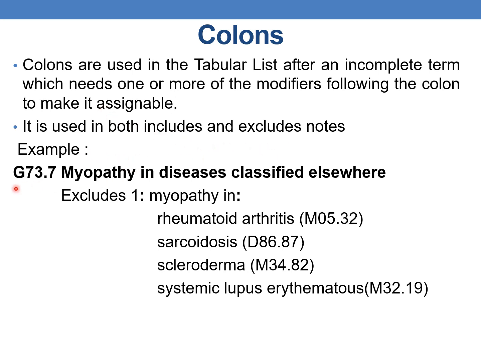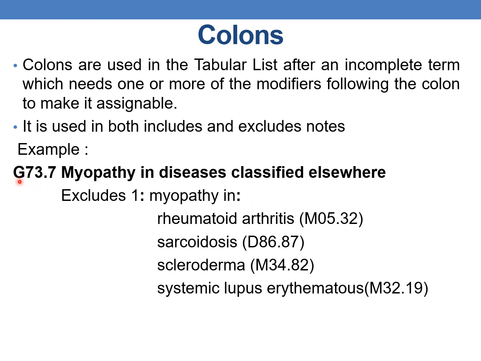Here is an example. In the code G73.7, which is nothing but myopathy in diseases classified elsewhere, under it you can find an excludes one code along with a colon. The excludes one is also a type of convention which we will discuss in detail in the next session. So as of now, let us focus on colon. Colon indicates myopathy in.